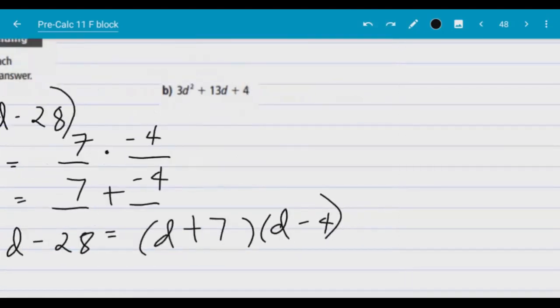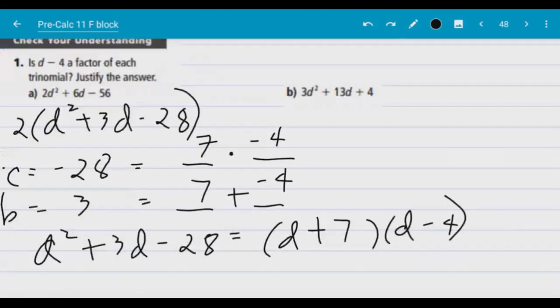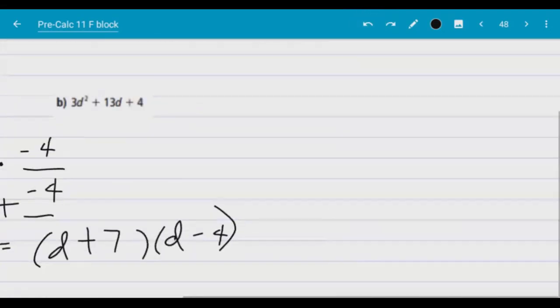3d squared plus 13d plus 4. So we are trying to figure out whether d minus 4 is a factor of this trinomial. All right, so once again, I will just go by factoring this one. And if it turns out that d minus 4 is a factor, then it's all good. Okay, so 3d squared plus 13d plus 4.